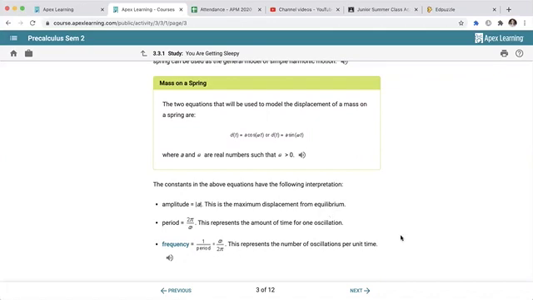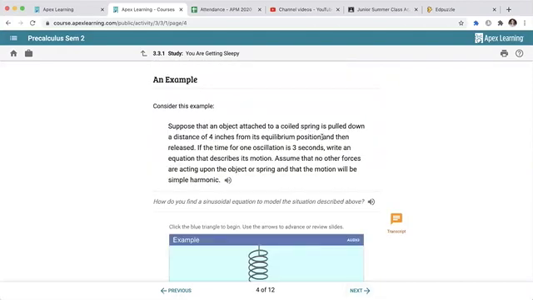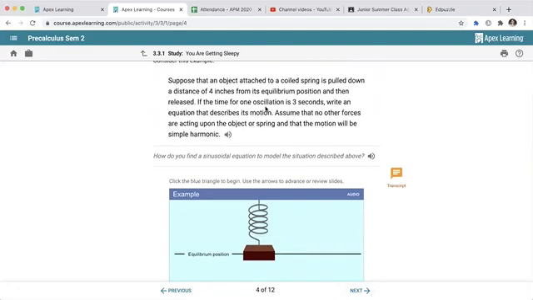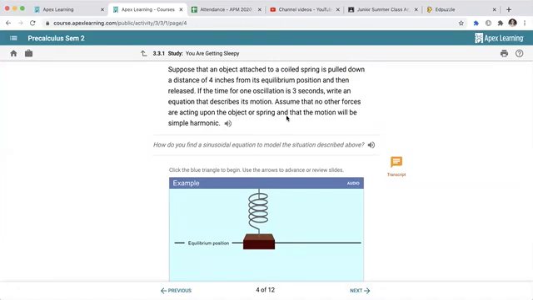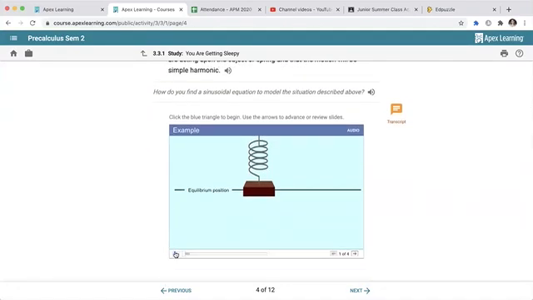We're always dealing in terms of 2 pi, okay? So if we look at this example here, I've got our coiled spring 4 inches from the equilibrium, and if the oscillation is 3 seconds, write an equation that describes its motion. All right, so we'll look at what that looks like here.